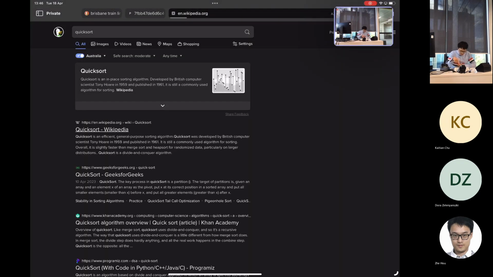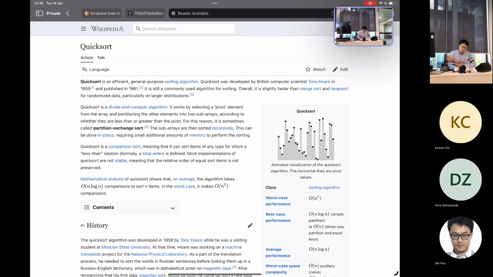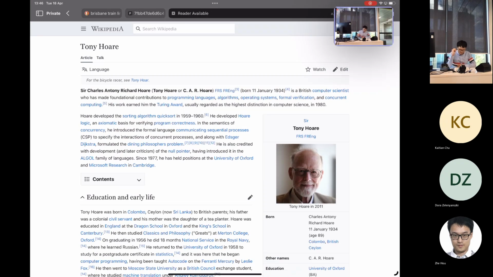Oh, quicksort, sorry. Quicksort is one of the most efficient sorting algorithms, and it was invented by computer scientist Tony Hoare, and he later won the Turing Award, which is a big deal. He also invented something called Hoare logic, and that logic is for reasoning about computer programs.